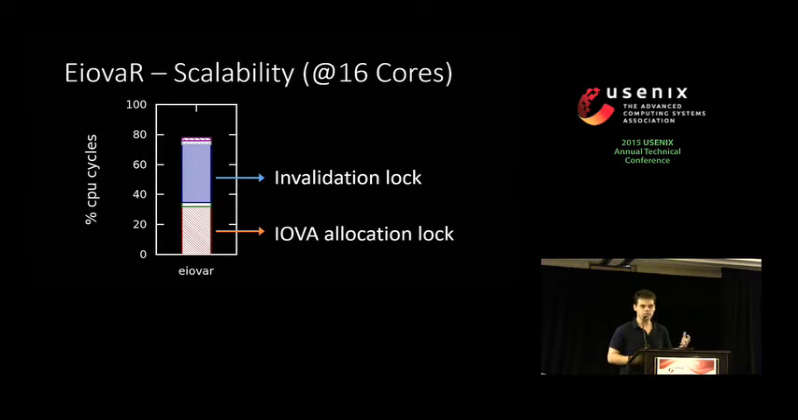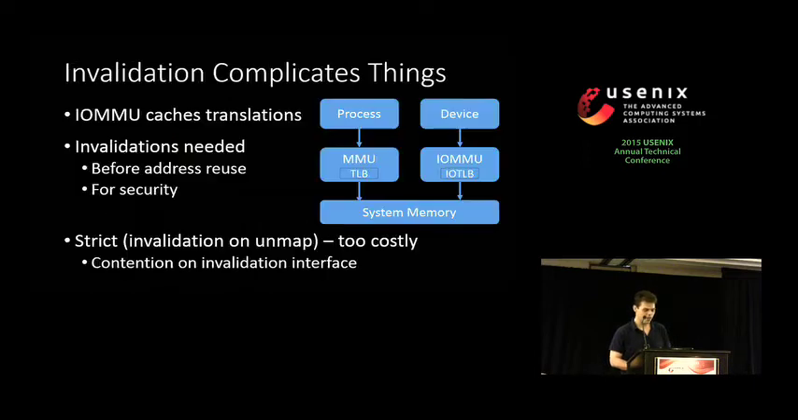So if we look at the cycle breakdown of our parallel workload in Linux with 16 cores, we can easily see the 2 bottlenecks we just talked about. And locks actually dominate most of our cycles in the system, and we'll start with the invalidation. The invalidation lock is what takes most of our cycles. So why do we actually need invalidation?